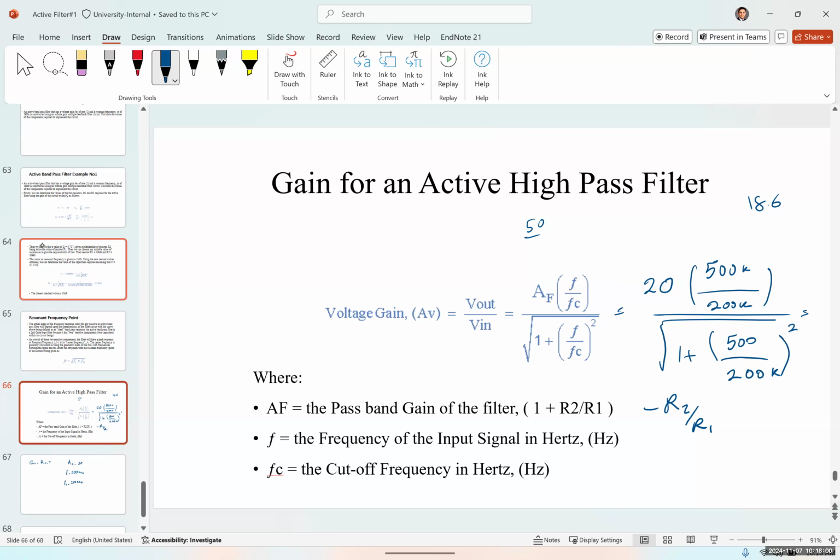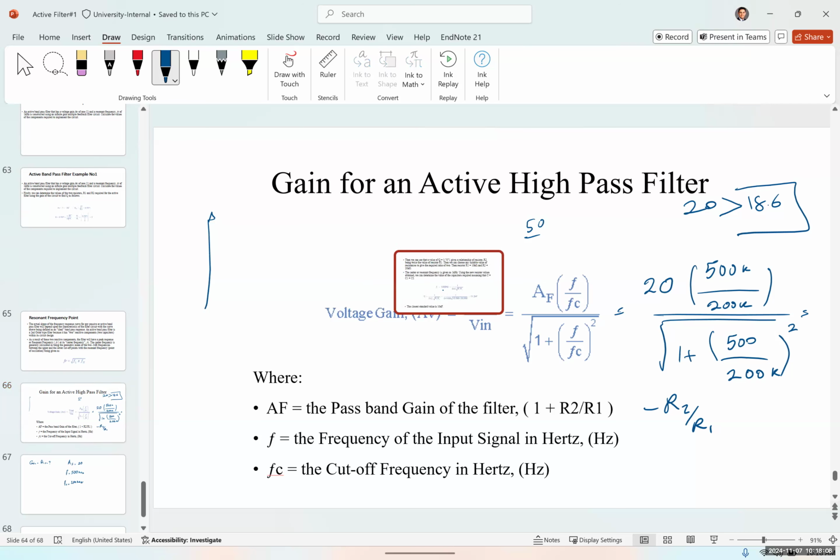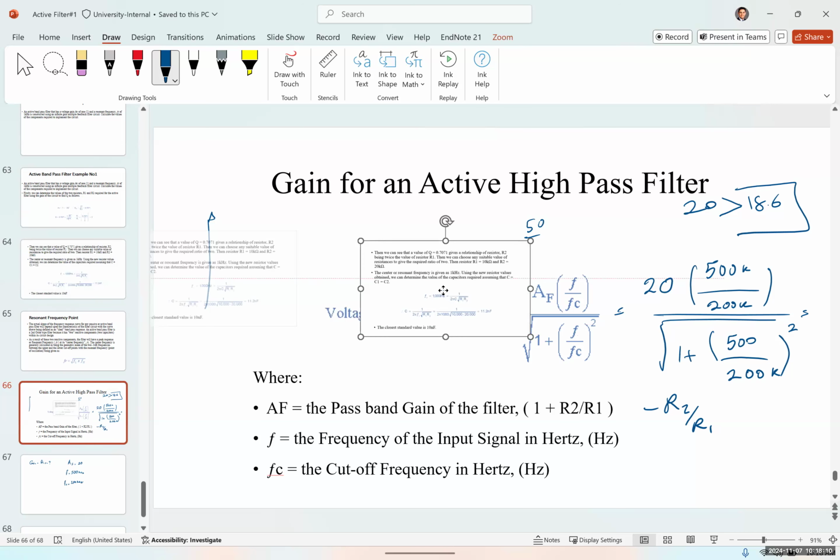Yes, 18.6. So I can see this is lower than the maximum gain because now we are in the stop region. So the gain is going to be around here, 18.